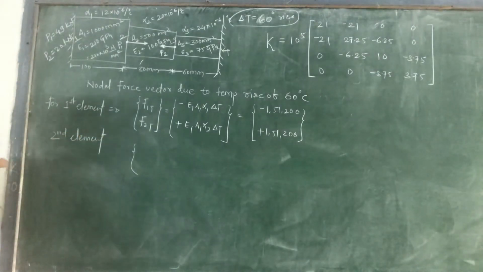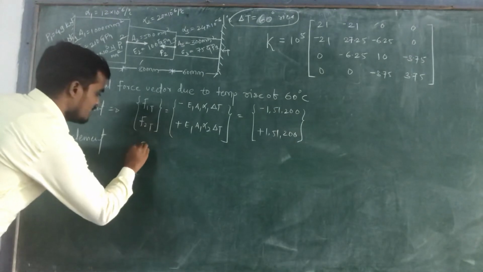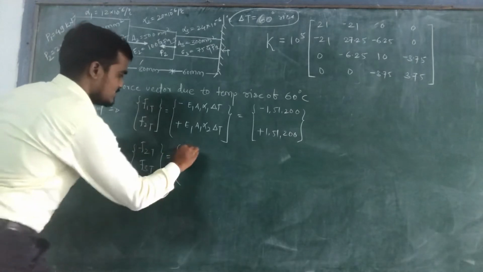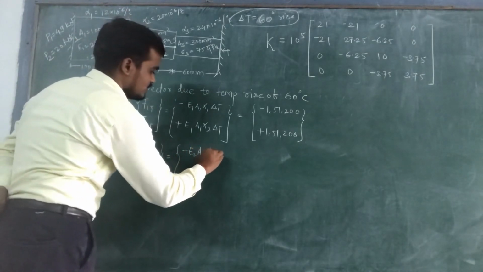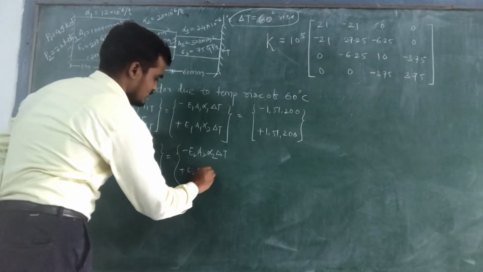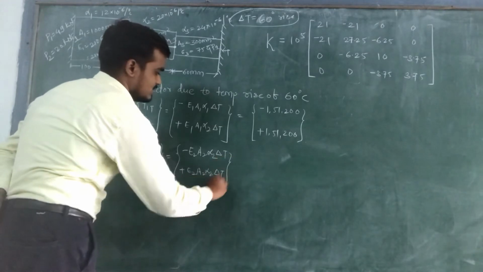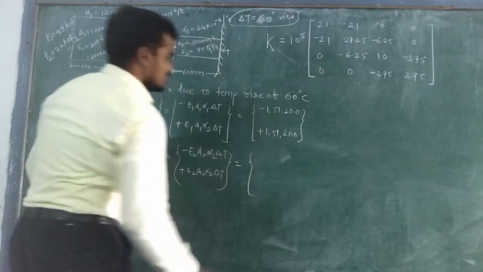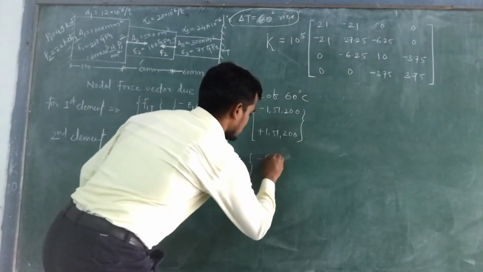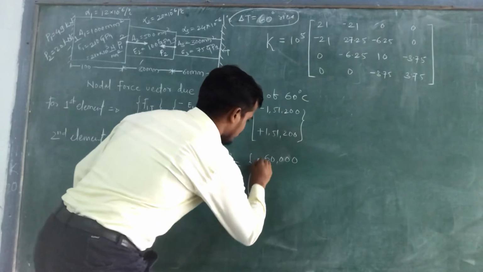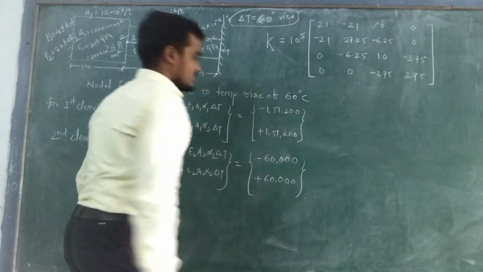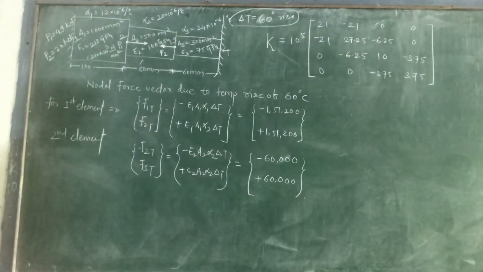Similarly, for the second element, it will become between node 2 and 3, F2T, F3T. The same process: minus E2, A2, alpha 2, delta T plus E2, A2, alpha 2, delta T. So the second value is equal to minus 60,000 plus 60,000.